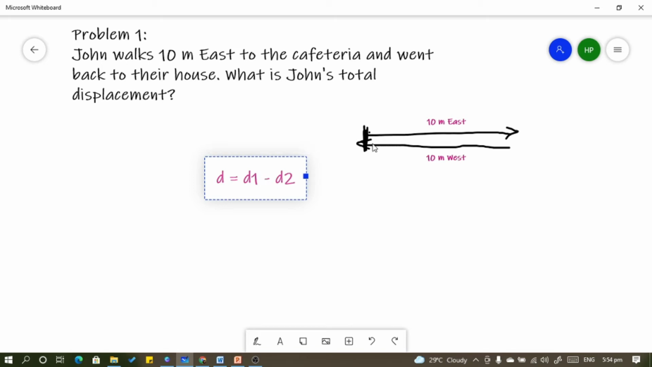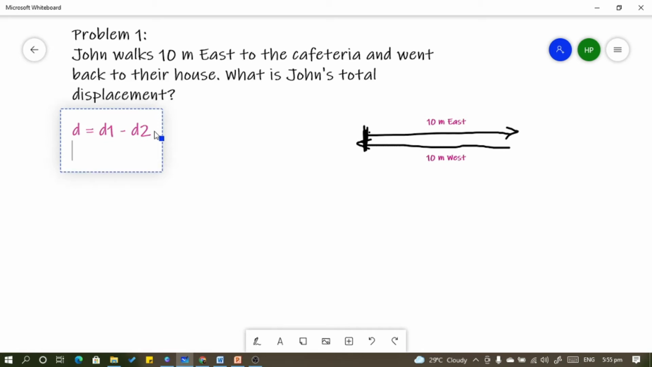So let's just remember that the sign that we use depends on where the direction is going. Since they are opposite to each other, remember that when the distance that John walks is opposite, we use a minus sign because John went back to his original position. So this is our formula. Displacement is equal to our first displacement, 10 meters east, minus our displacement number 2, 10 meters west.